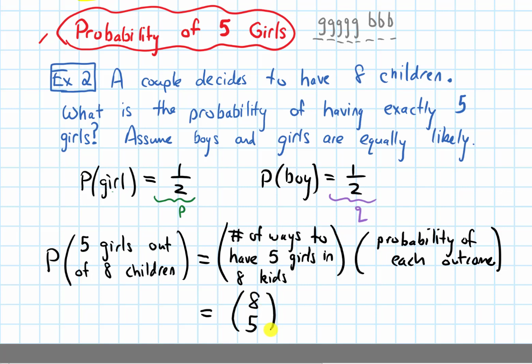5, and then multiply by the probability of each outcome. For each of the G's, the probability is P. So we're going to be multiplying P times P times P times P times P, 5 times, which is P to the 5. And then for the boys, the probability is Q. So we'd be multiplying Q times Q times Q. That's 3 Q's, so we'd have Q to the 3.